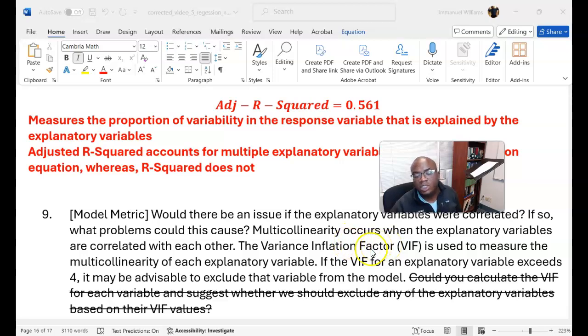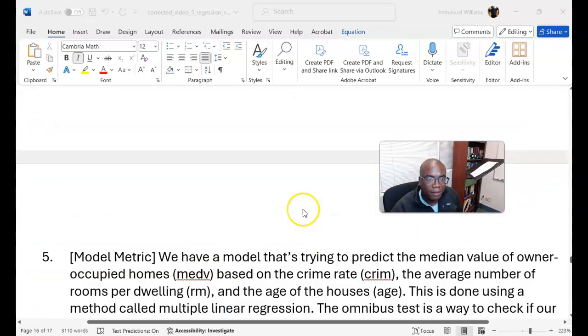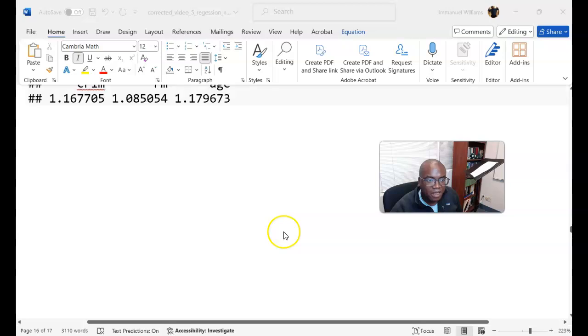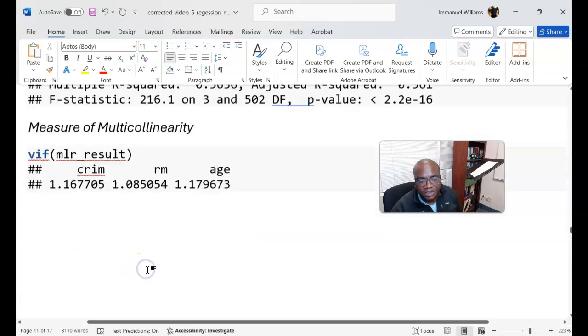How do we measure multicollinearity? With something called the variance inflation factor, VIF. Okay, so the VIF is going to be between 1 and infinity. The closer to infinity, the more problematic it is. Ideally we want our VIF scores to be between 1 and 4. And if you saw, all our VIF scores are just around 1. Okay, so there's not a problem of multicollinearity here.